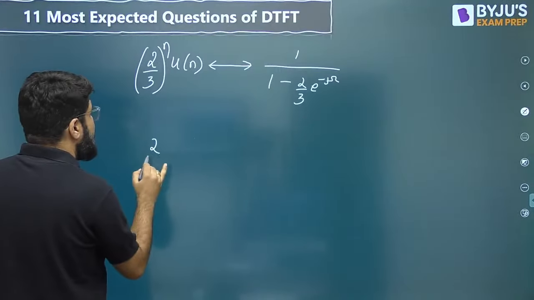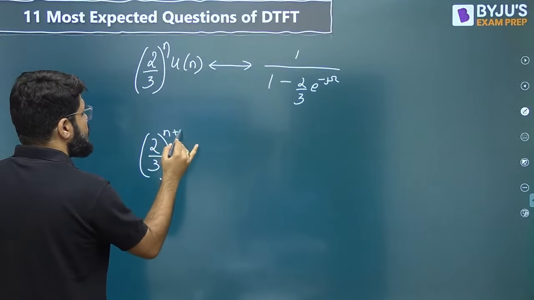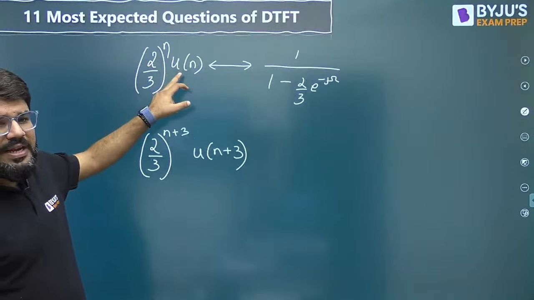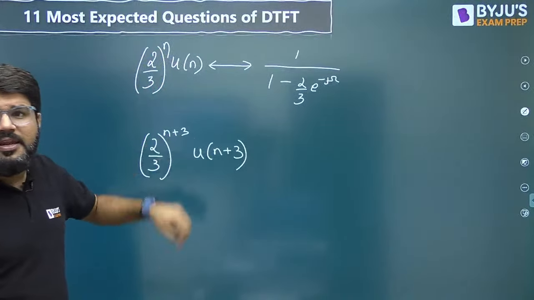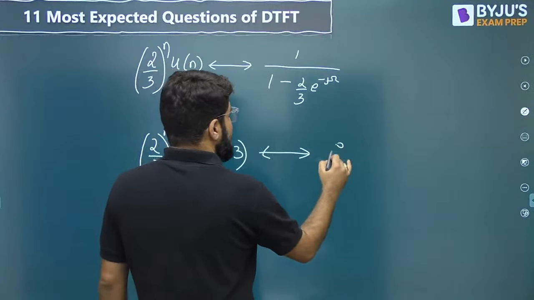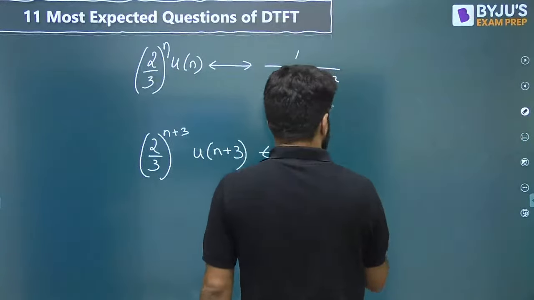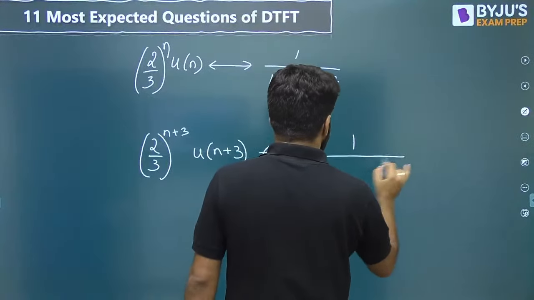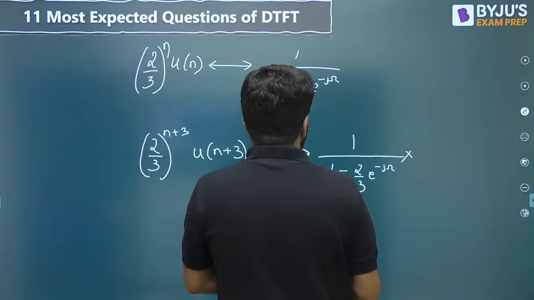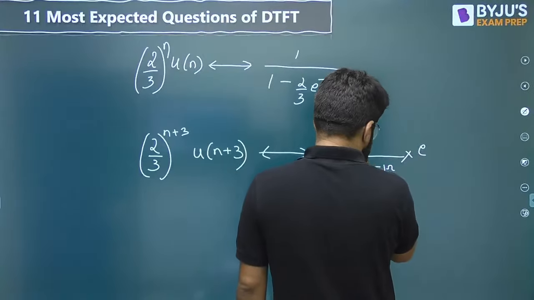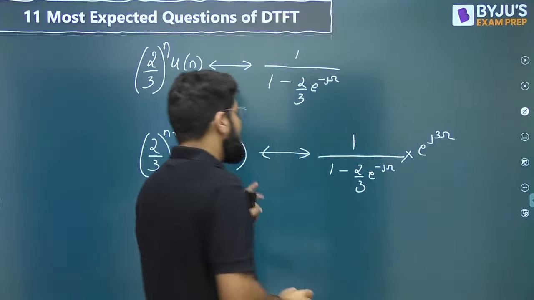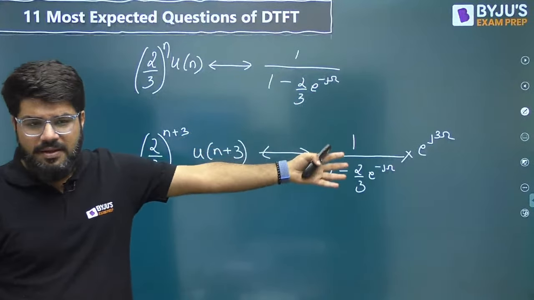Now if I have to do the time shifting, I cannot only write u[n+3]. In time shifting, everywhere you have to write n as n plus 3. So here also (2/3)^(n+3) u[n+3] will have the DTFT. Now in the time shifting, what will happen? The DTFT 1 upon 1 minus (2/3) e^(-jω) is multiplied by e^(jω n naught), with n plus 3, so e^(+j3ω).